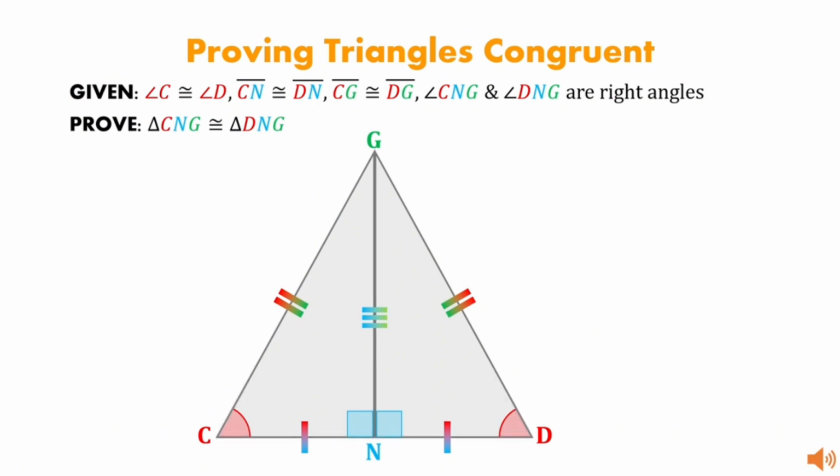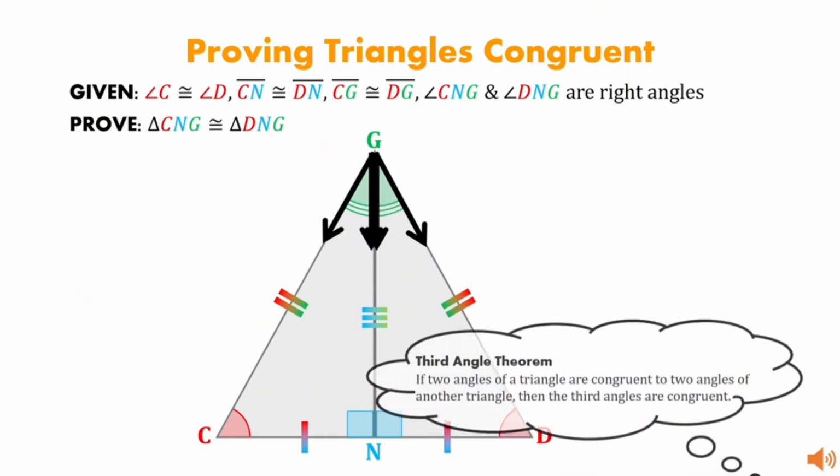Our last piece of missing information is the third pair of angles, CGN and DGN. Since we already have 2 pairs of congruent angles, we can say that angle CGN is congruent to angle DGN by the third angle theorem.